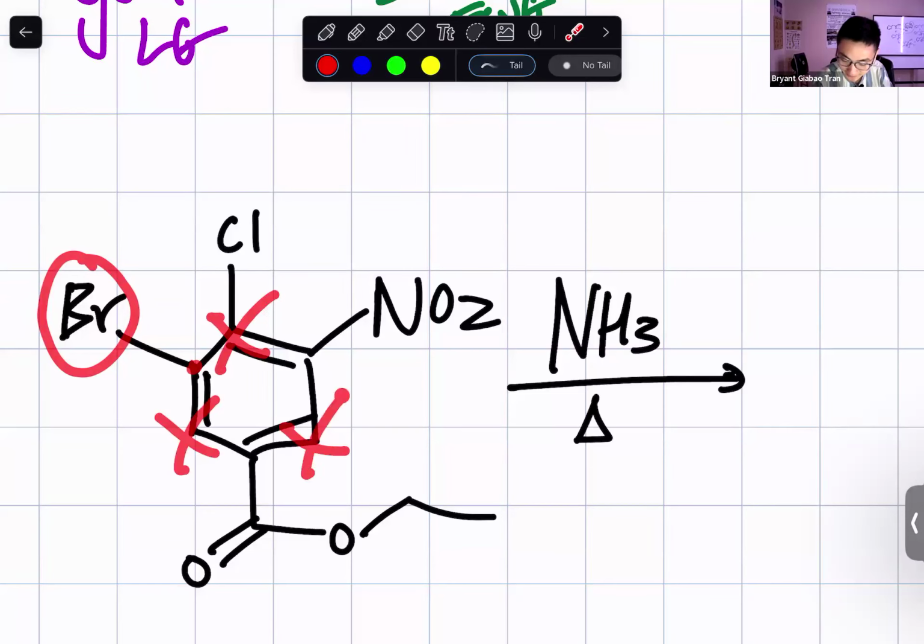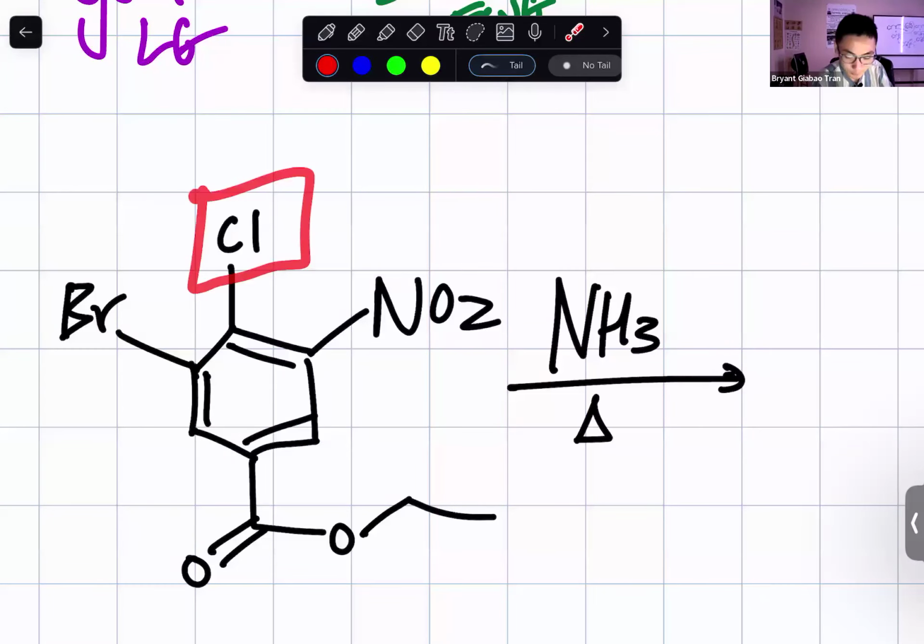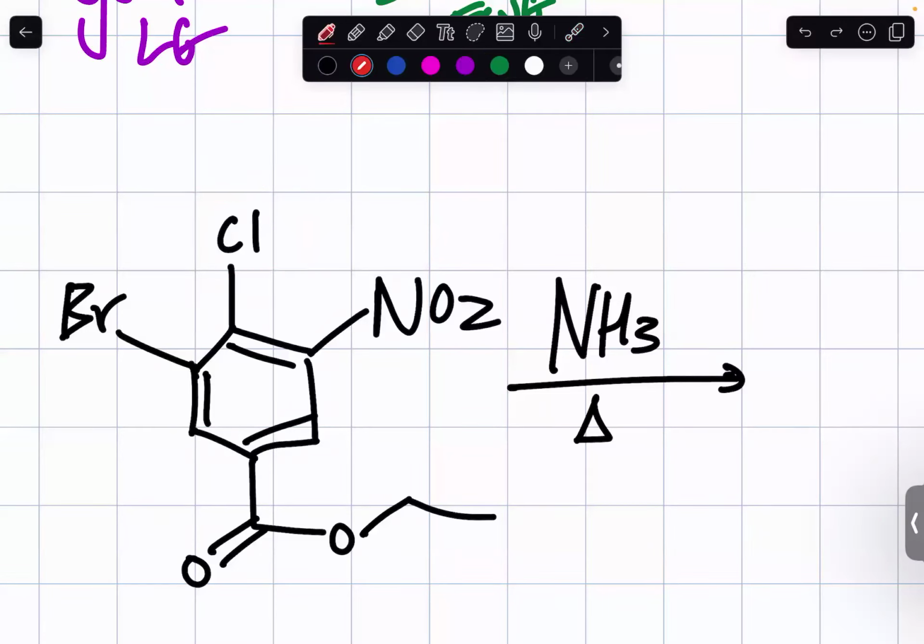If I X out the ortho and para positions relative to the bromine, there is no EWG there. So the bromine here will not be substituted. It would be the chlorine that gets substituted. Yeah, that makes a lot of sense.